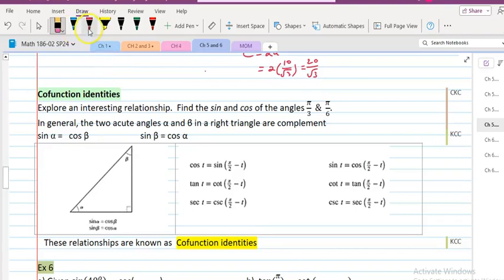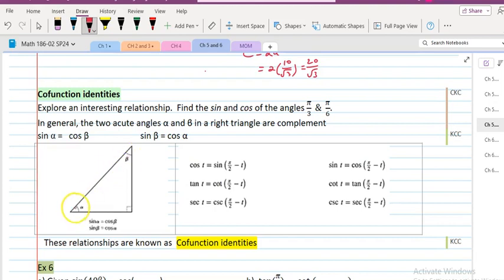Hello, pre-calculus student. This video is for chapter 5.4, part 3. We're going to be talking about co-functional identities and solving side lengths of a right triangle when we only have one side. This is about the co-functional identity. It's a new identity in addition to the identities that we mentioned in 5.3, which can be illustrated very well in a right triangle only.